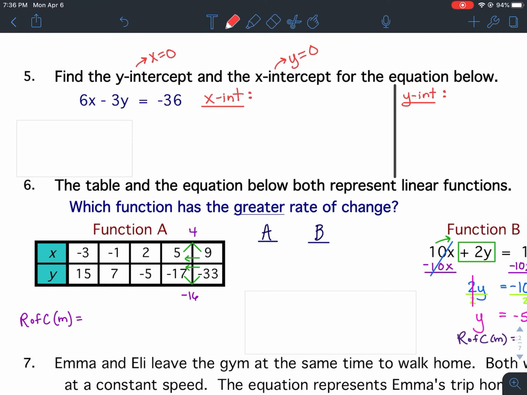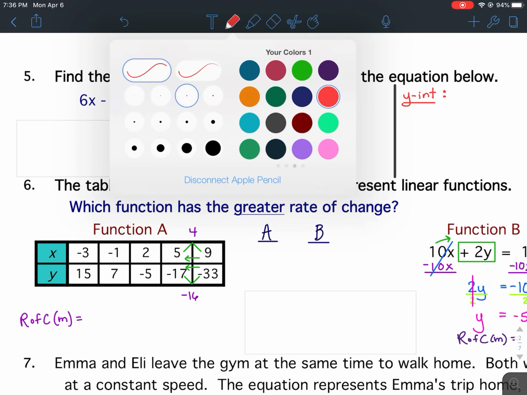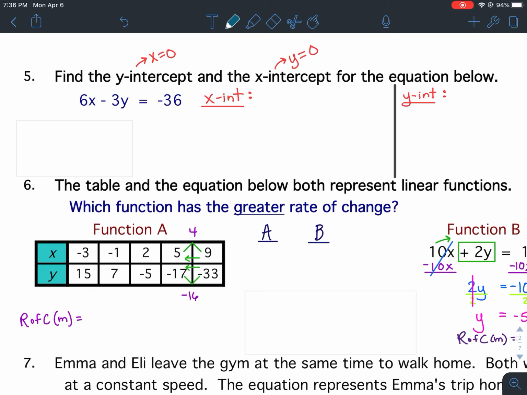So to do this, what you want to do is plug in 0 for either the y if you're solving for the x-intercept, or the x if you're solving for the y-intercept. So let's start with the x-intercept. If I'm solving for the x-intercept, that means y is 0. Well, when I plug 0 in for the y, -3 times 0 would make that 0. So that term would go away, because anything times 0 is 0. So what is left? What's left is 6x equals -36.